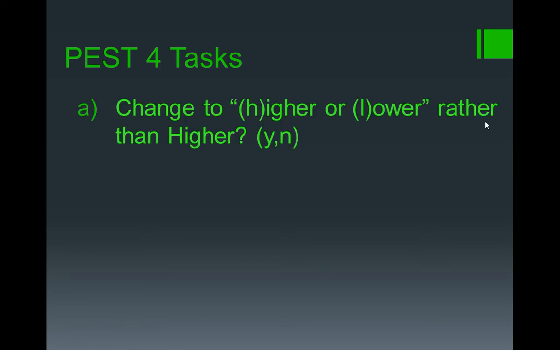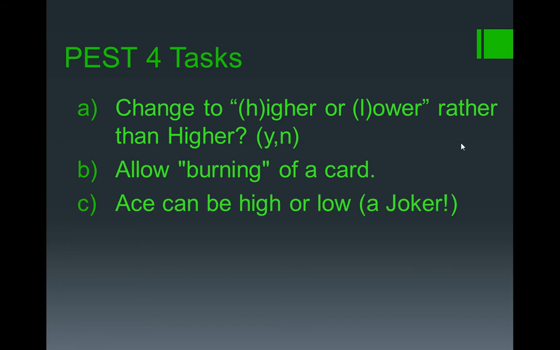So the tasks that are most likely, I think, if you've spent any time looking around this code, it should scream out to you that changing it to higher or lower rather than just higher yes/no is quite a likely one. To allow the burning of a card. Both these rules are in the original Bruce's Play Your Cards Right and are both quite nice additions to the game, or changes to the game. The idea that we can have some kind of joker, and of course this could be one of the two jokers that normally exist in a pack of cards, or quite often people use an ace as being high or low.